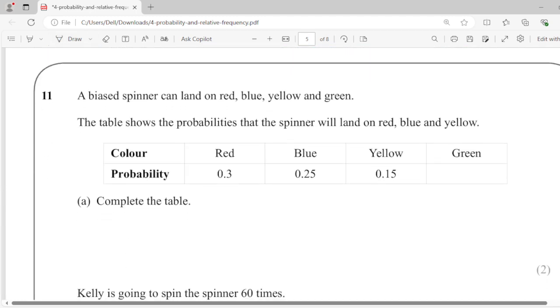Question 11. A biased spinner can land on red, blue, yellow, and green. The table shows the probabilities that the spinner will land on red, blue, and yellow. Complete the table.